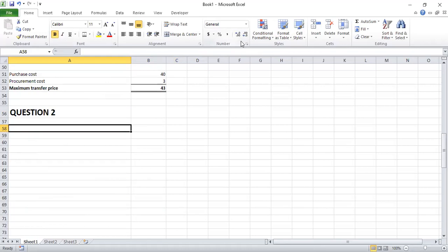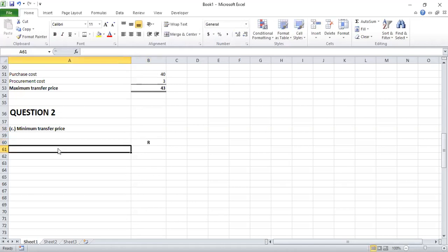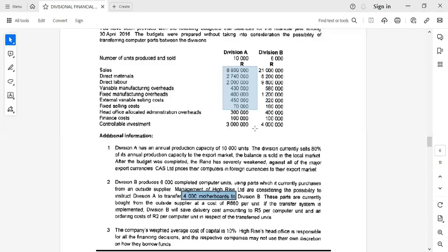So C, minimum transfer price. Normally, I think you saw that worked per unit, but here we're given in total. So the easier way, instead of dividing everything to find per unit, to avoid a lot of calculations, you work with the total. After getting the total contribution, then you find how much it is per unit.